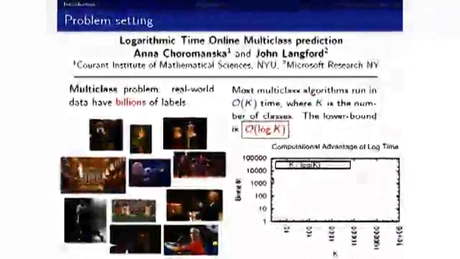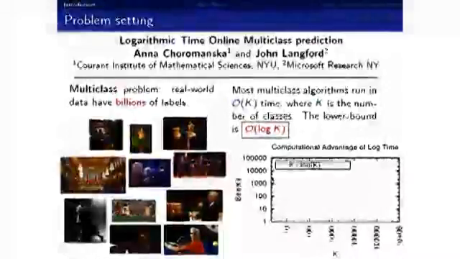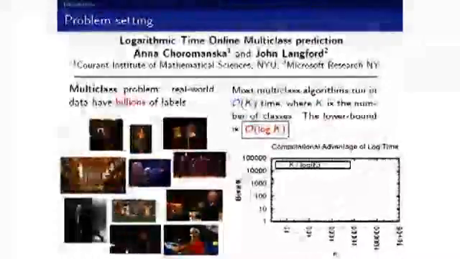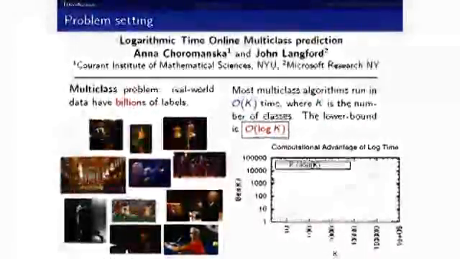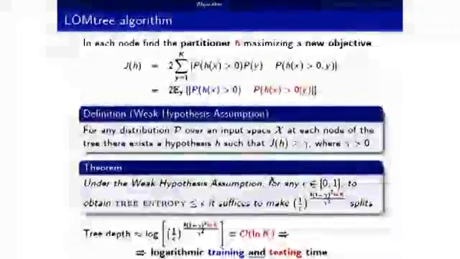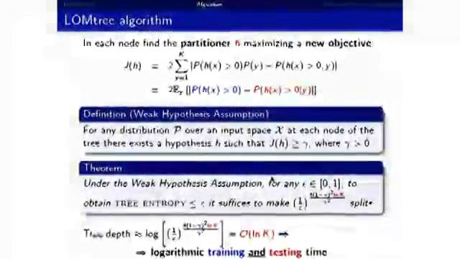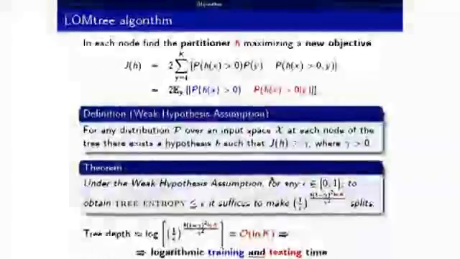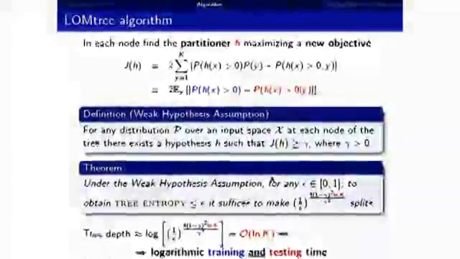So for instance, at a million classes, the speedup is a factor of 50,000. This gain is huge and cannot be easily ignored. We attack the multi-class classification problem by reducing it to a binary classification problem organized in a tree.